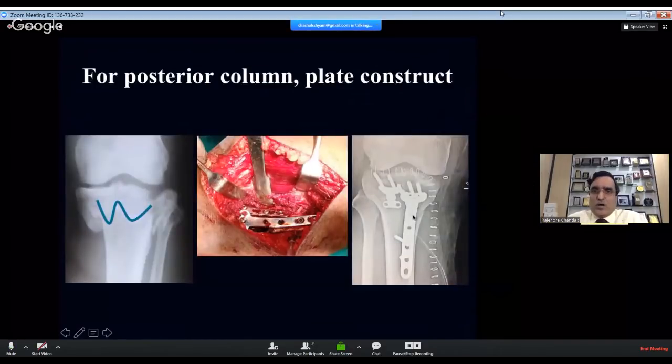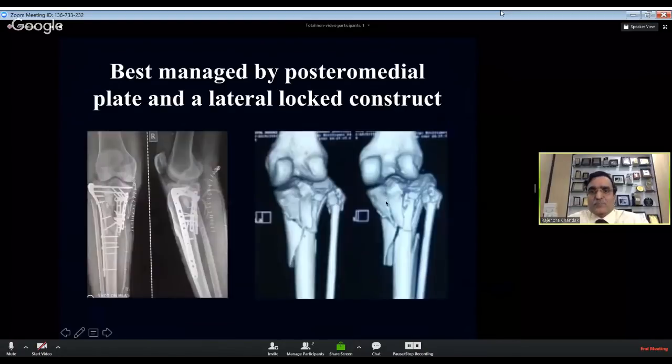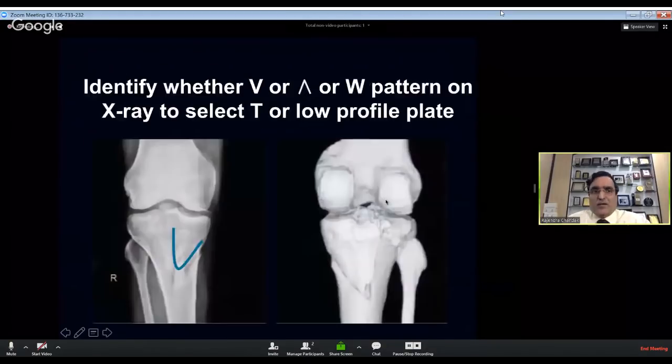For a posterior column, look at this image. Here on the AP and lateral images, you can find the pattern of posterior column injury. At times, we need both the medial and the lateral plate. This is best managed by a posterior medial plate and a lateral locking plate in a complex fracture. Identify whether it is a V or a W pattern. What I mean is a reverse V or this pattern on a CT.